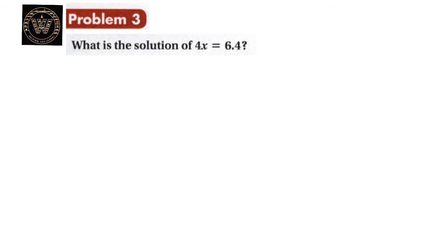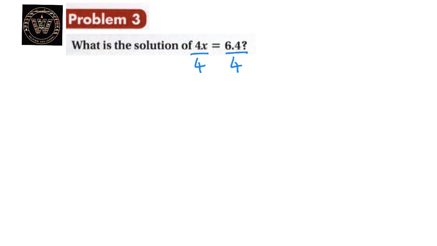Let's try to solve this equation. What is the solution of 4x is equal to 6.4? Remember, if we have to solve an equation, we must keep the x alone. Now over here, 4 is multiplied with x. How will you remove multiplication? It is by division. You divide by 4 on both sides of the equal sign. A multiplication is removed by division. A division is removed by multiplication.